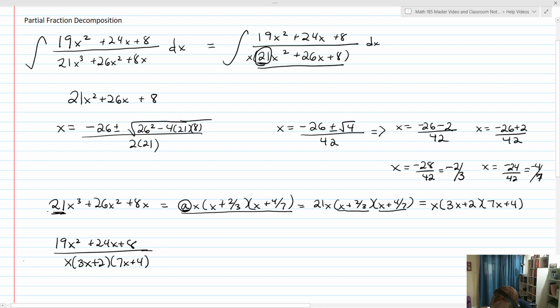So we'll take this term right now, the 19x squared plus 24x plus 8, and that's going to equal a over x plus b over 3x plus 2 plus c over 7x plus 4.